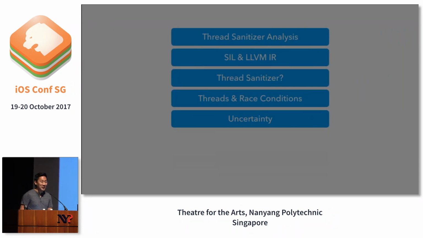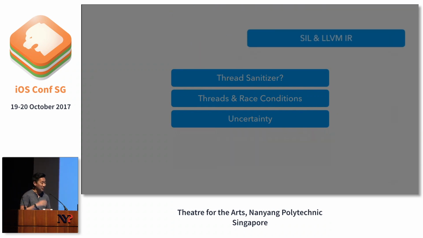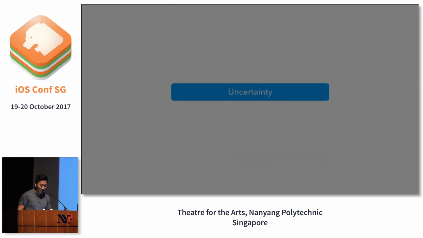We can review a little bit. So we started by thinking about uncertainty in our programs. We looked at threads and race conditions, looked a little bit about how to use the thread sanitizer, how to enable it, looked even into a little bit of SIL and LLVM code, and then sort of analyzed the thread sanitizer itself to see how it does its work. So now we can pop the stack, so to speak, and go all the way back to the beginning.